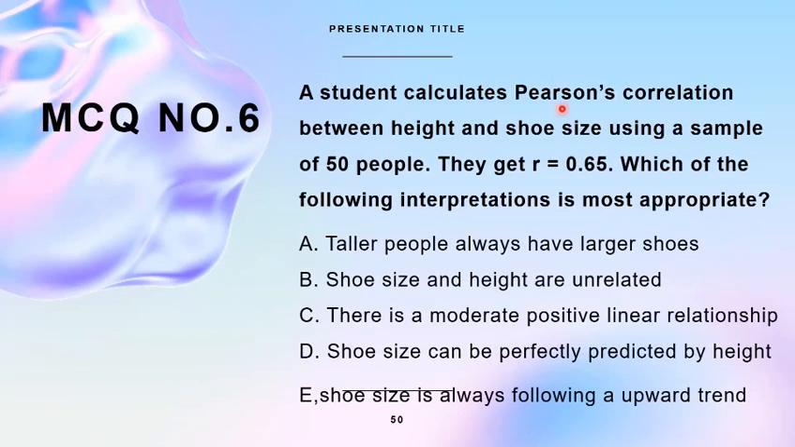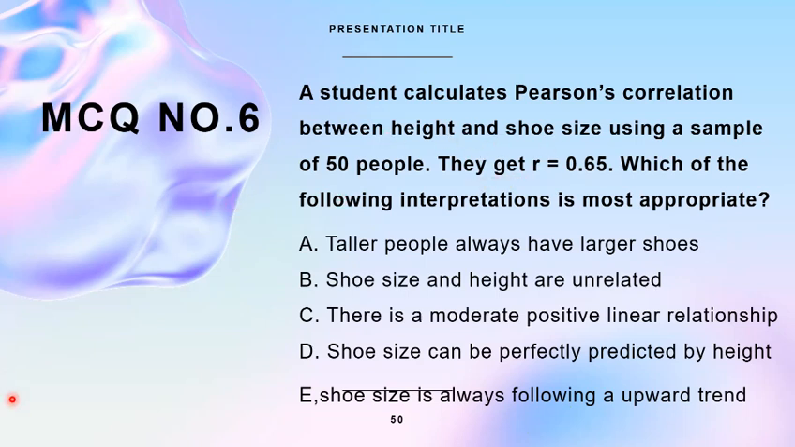MCQ number 6: a student calculates Pearson's correlation between height and shoe size using a sample of 50 people. They get R equal to 0.65. Which of the following interpretations is most appropriate? Taller people always have larger shoes. Shoe size and height are unrelated. There is a moderate positive linear relationship. Shoe size can be perfectly predicted by height, or shoe size is always following an upward trend. C. There is a moderate positive linear relationship, as 50 people are getting an R of 0.65.